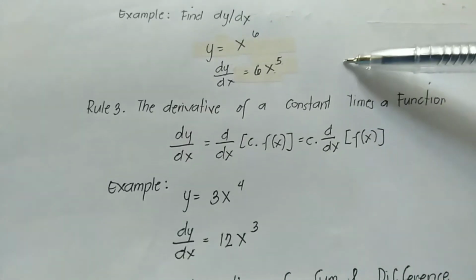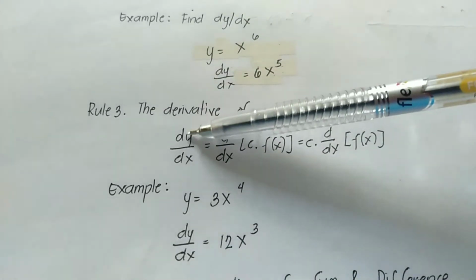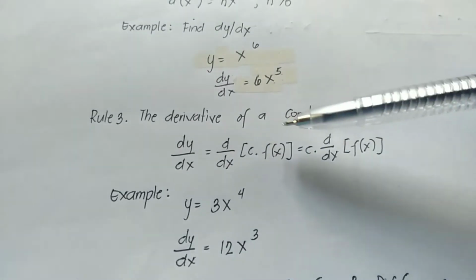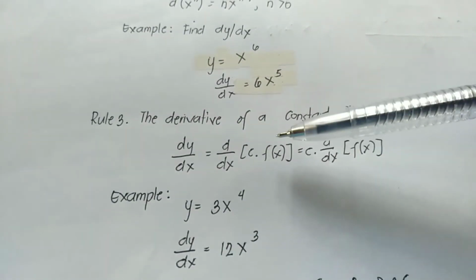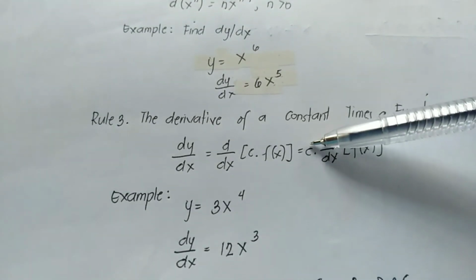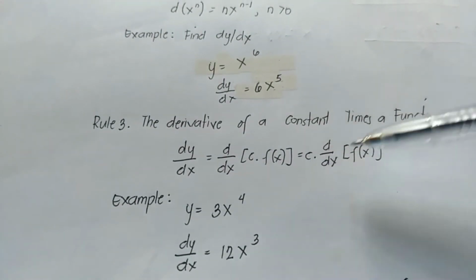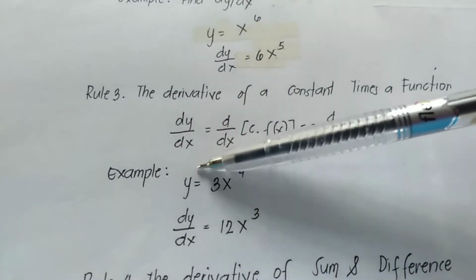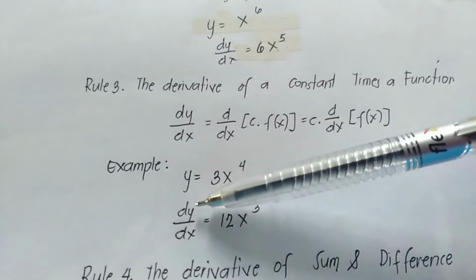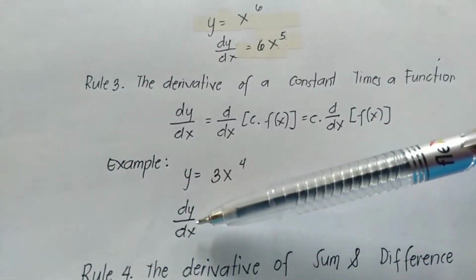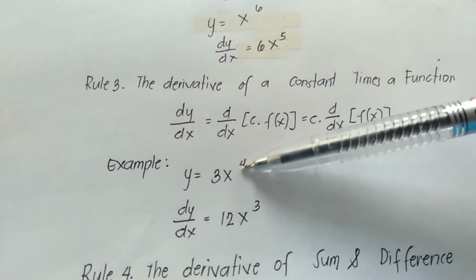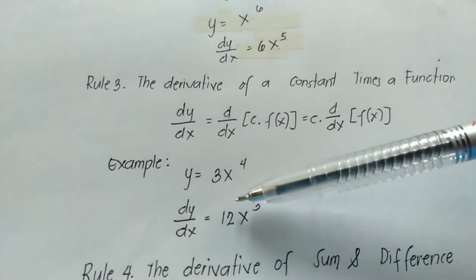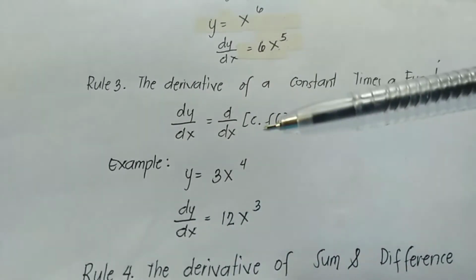Then the derivative of a constant times a function. So the derivative of y with respect to x is equal to the derivative of c times f of x, which is equal to the constant times the derivative of f of x. So for example, y is equal to 3x to the 4. Then derivative of y with respect to x is 4 times 3, 12x. 4 minus 1 is 3. So the answer is 12x raised to 3.